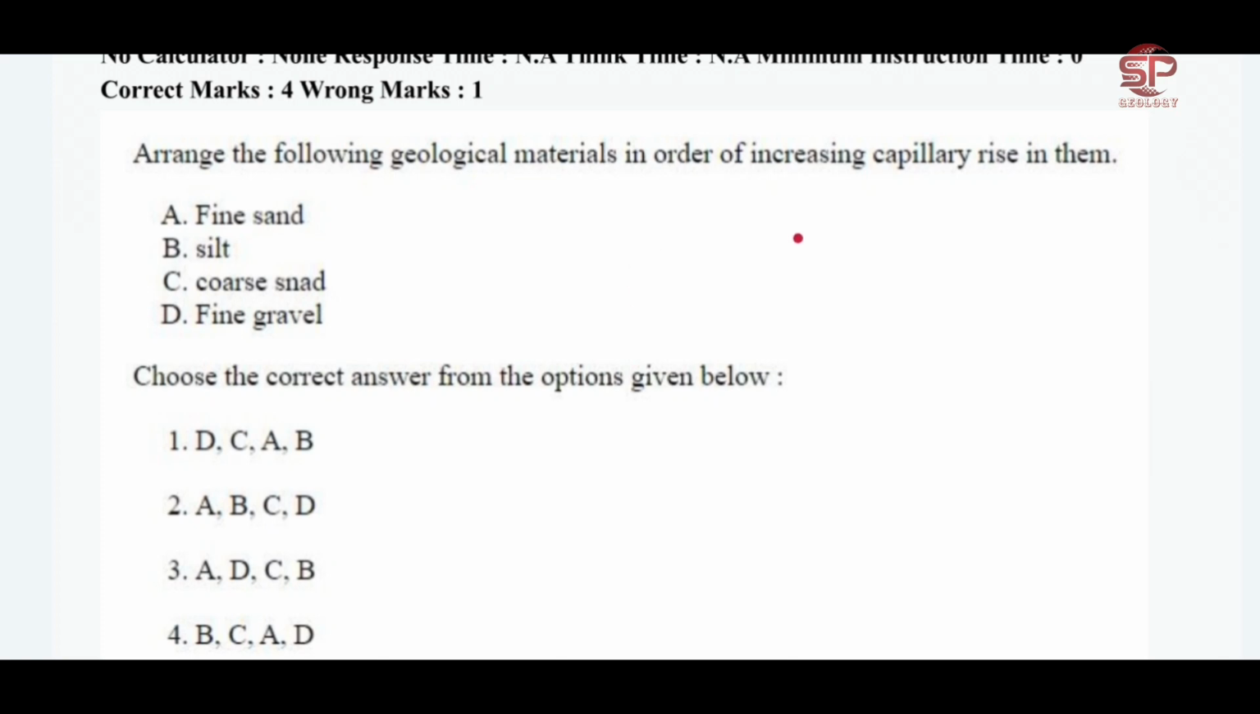Arrange the following geological materials in order of increasing capillary rise. Capillary rise always increases with decrease in grain pore space diameter. The coarser the grain, the greater the pore diameter. So fine gravel is the coarsest one, with more pore diameter. Then comes coarse sand, then fine sand, then silt. So in order of increasing capillary rise, fine gravel will have the least, then coarse sand, then fine sand, then silt. So it will be DCAB.